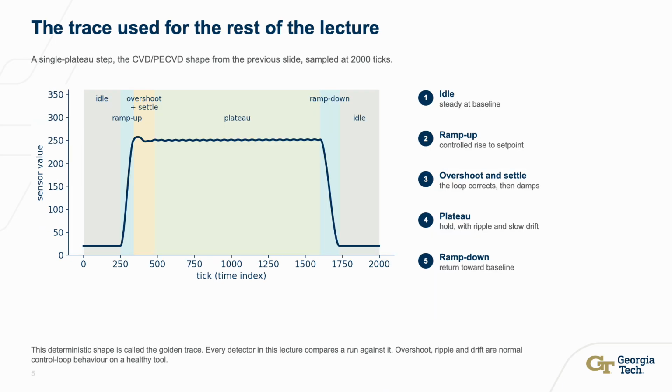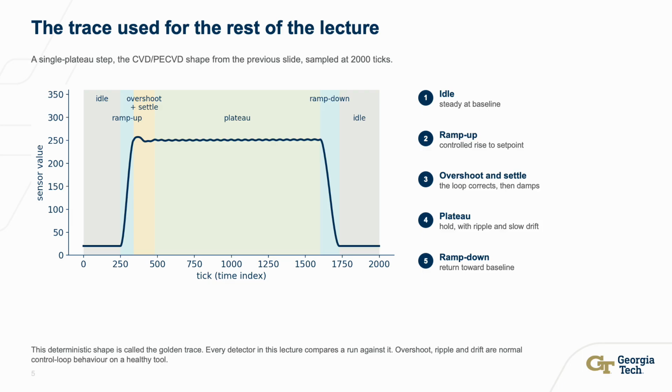This is the signal we will use for the rest of the lecture. It is the CVD single plateau shape from 2 slides ago, sampled at 2000 points. Think of the vertical axis as pressure in millitorr if that helps. The unit does not matter for anything we do. 5 phases, and it is worth naming them because we will refer to them all hour.